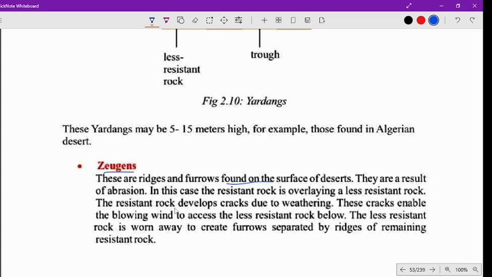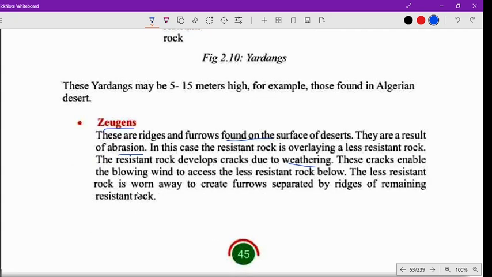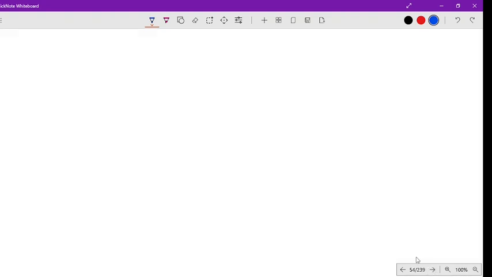They are a result of abrasion. In this case, the resistant rock is overlying a less resistant rock. Therefore, the resistant rock develops cracks due to weathering. These cracks enable the wind to access the less resistant rock below. The less resistant rock is now worn away to create furrows separated by ridges of remaining resistant rocks.